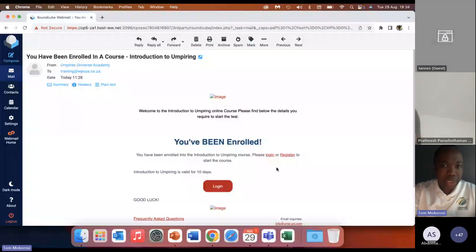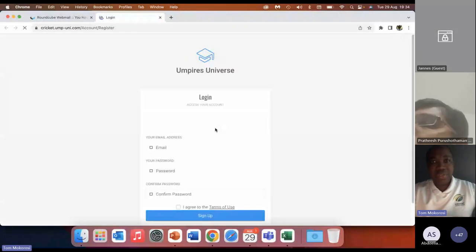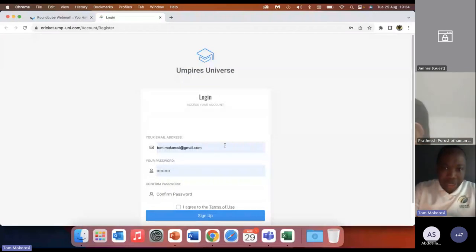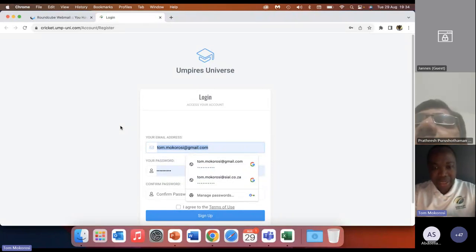Okay, so the first thing that we're going to do is register, then we're going to log in, and then we're going to start the exam. So step number 1, register. And of course, you only need to register once. Even if you're going to attempt the exam more than once, you don't need to register more than once. Right, so the email address that I'm using for tonight's demonstration needs to be the email address that the exam link email has been sent to, okay?